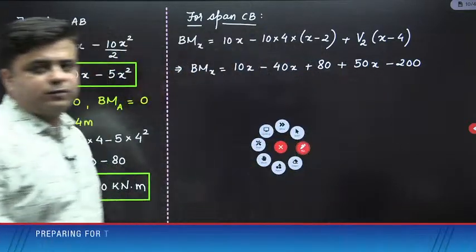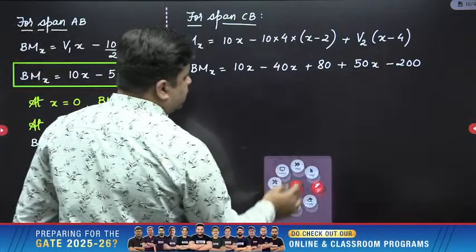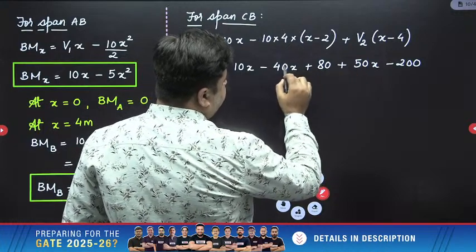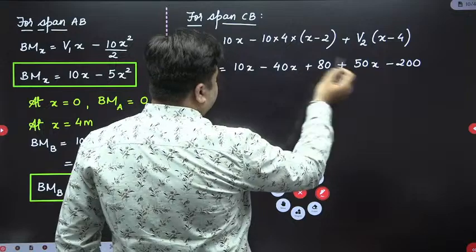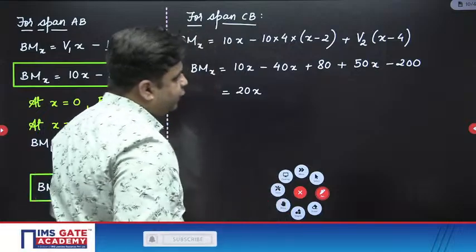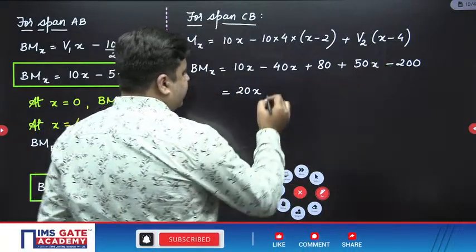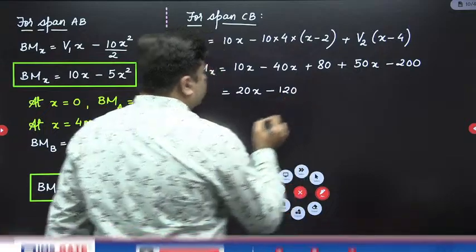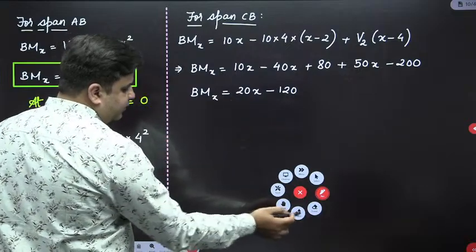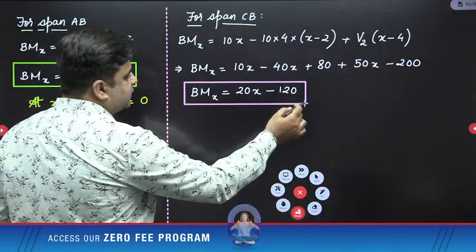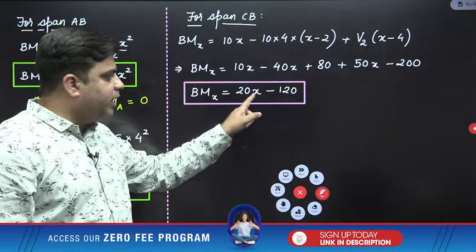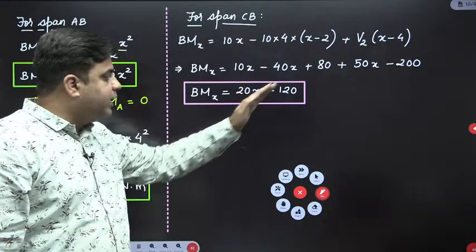Please tell me the answer for this. So this will be how much? This will be 50x, then minus 40x, so plus 10 will be plus 20. So this will be 20x, and then you have 80 minus 200, which is minus 120. So bending moment over section X on portion BC is equal to 20x minus 120. And we know that this is a straight line variation with a positive slope. So from B to C, the value of bending moment will vary linearly and it will increase, right?